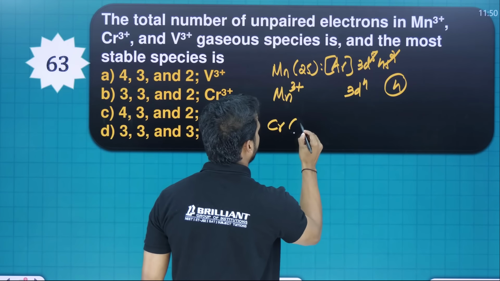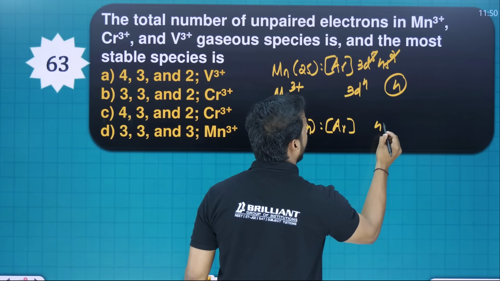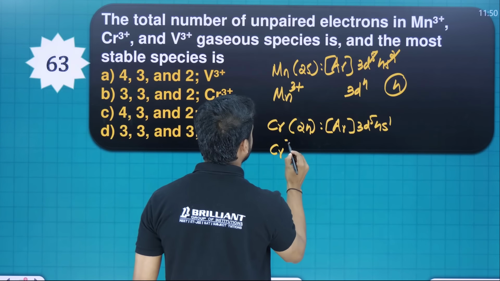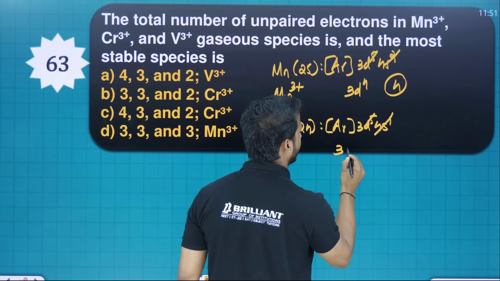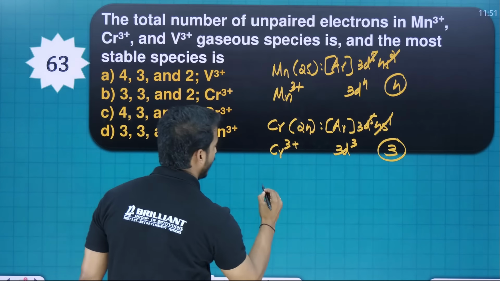Chromium, what is the atomic number? 24. You know the exception in the configuration, that is argon 4s1 3d5. But here for chromium 3+, they are removing 1 from here, 2 from here, so 3d3. So how many unpaired electrons? 3 unpaired electrons. What about last, vanadium?